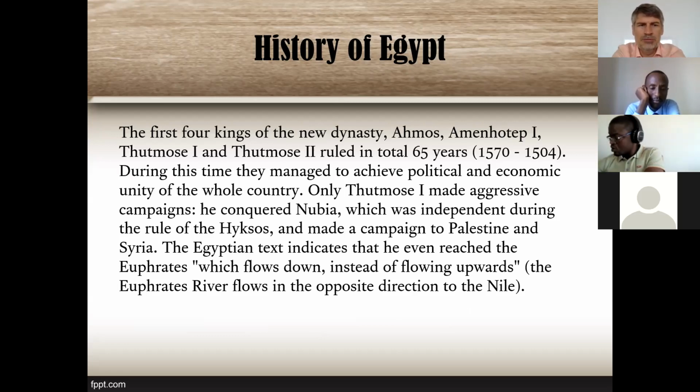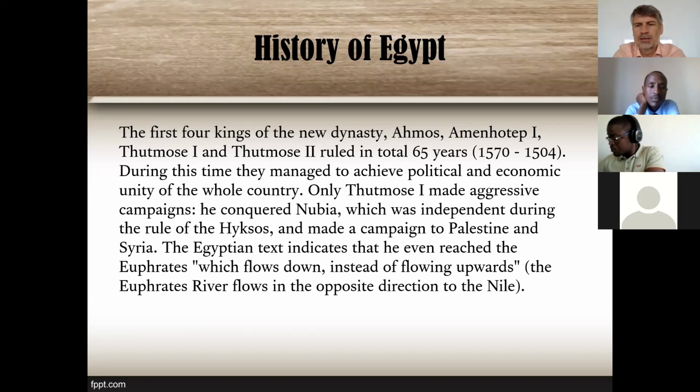So what happened afterwards? The first four kings of the new dynasty, Ahmose, Amenhotep, Thutmose I and Thutmose II, ruled in total 65 years. And during this time, they managed to achieve political and economic unity of the whole country. Only Thutmose I made aggressive campaigns. He conquered Nubia, which was independent during the rule of the Hyksos, and made a campaign to Palestine and Syria.